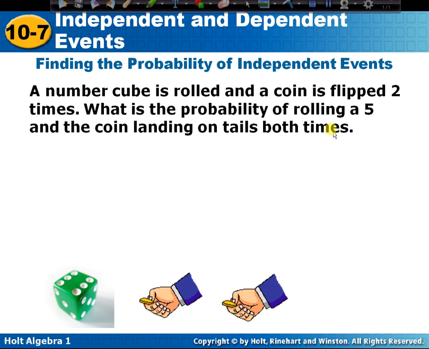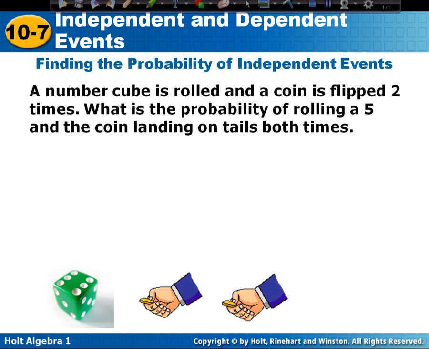All right. I'll tell you what to write down here, but listen to this as I read over it. A number cube is rolled and a coin is flipped 2 times. What is the probability of rolling a 5 and the coin landing on tails both times? These are still independent events, even though I'm talking about 2 different things here. They're still independent events because the die or the number cube has absolutely nothing to do with the coin. They are independent of each other.